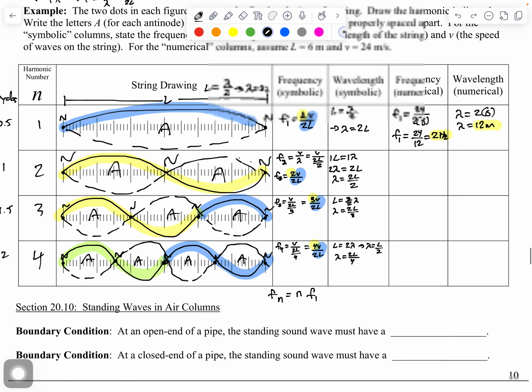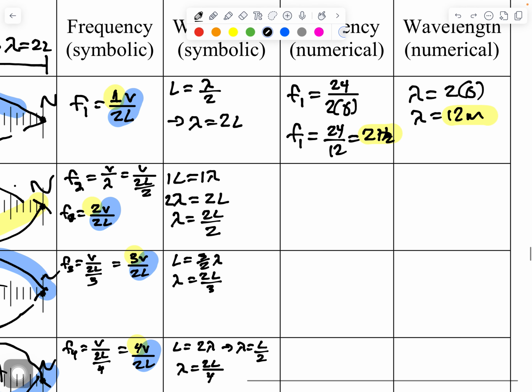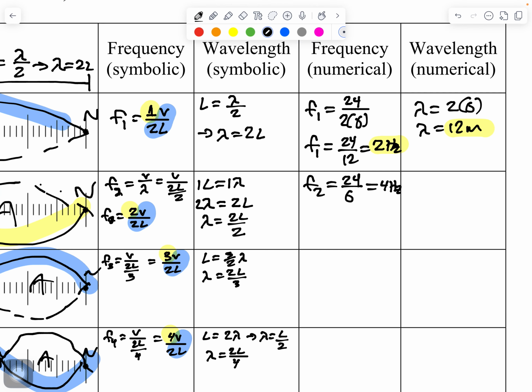So let's go ahead and fill out the mathematical portion. F2, I'm just going to use this for simplicity. It's going to be V, which is 24, over 6, which is going to be 4 hertz. And that's fitting the pattern so far, because what should I be seeing here? 2 times 2 hertz is 4 hertz.